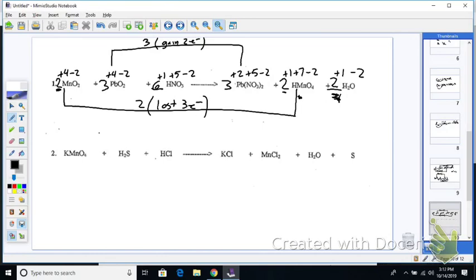Cross your fingers, see if they balance. On the left side we've got 4, and we've got 6, and we've got 18, right? 18 in the HNO3, 6 in the O2, and 2 and 4 there. So that's a total of 28. On the right side, do we have 28?